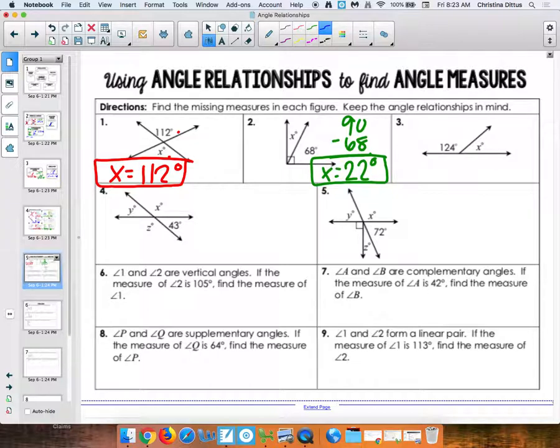Number 3, how would I classify these angles? Adjacent. Adjacent, what else? Supplementary, which makes them 180, a linear pair, so they add up to be 180, so how can I find X? 180 minus 124. Good. How much is X? 56. Good.